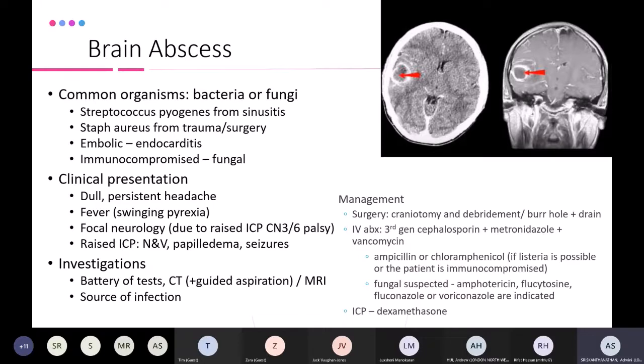So surgery is usually done if it's over 2 centimeters. If it's easy access, they usually avoid it if it's deep, and if they've got meningitis and hydrocephalus as well.